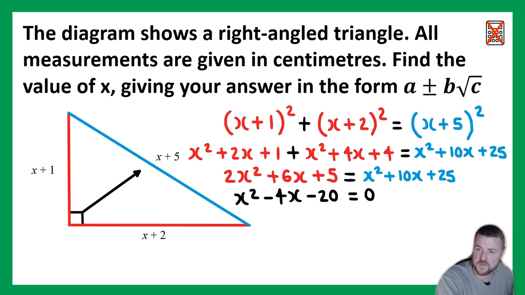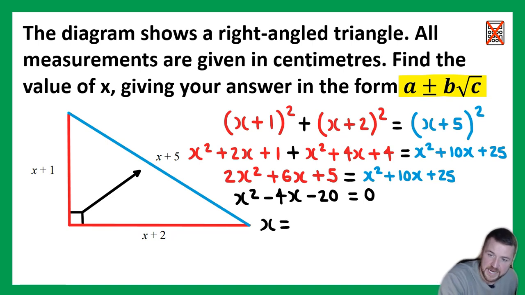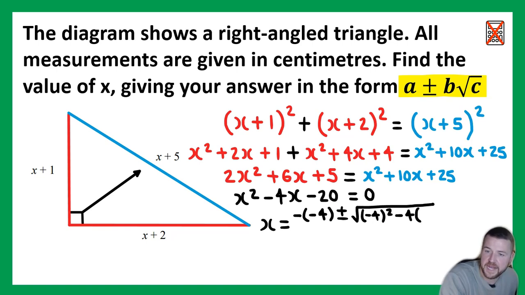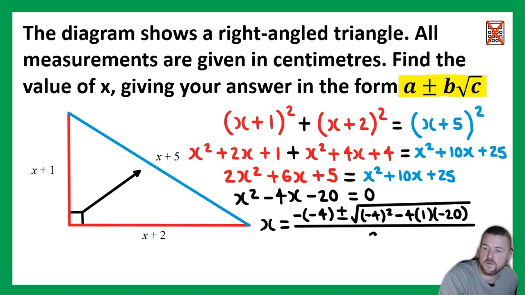And there are two ways of solving for x to get it in the form of a plus or minus b root c. I can either do this by completing the square and then solving, or using a simplified version of the quadratic formula. I'll go with the method of the quadratic formula, where x is equal to negative b, so negative 4, plus or minus the square root of b squared, so negative 4 squared, minus 4 lots of a, which is 1, multiplied by c, which is negative 20, all over 2 lots of a, or 2 lots of 1.